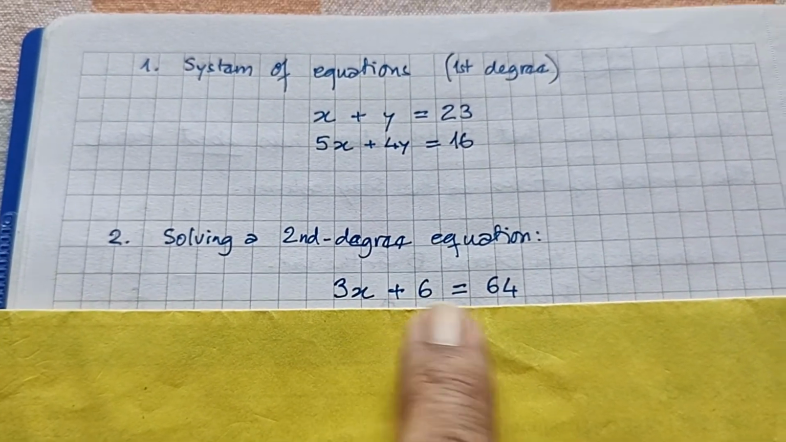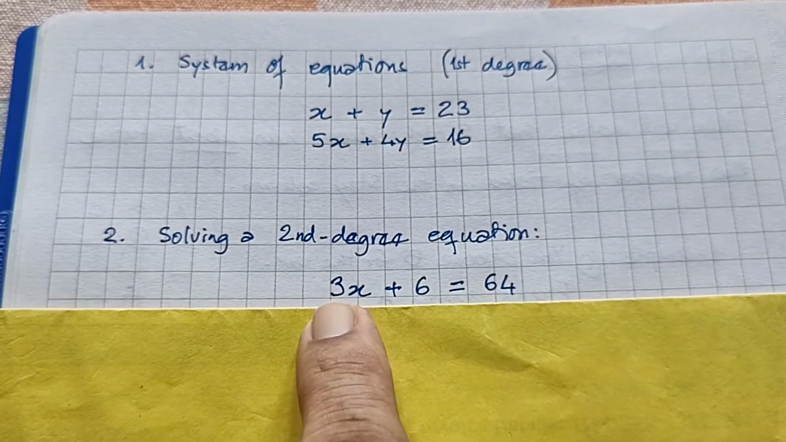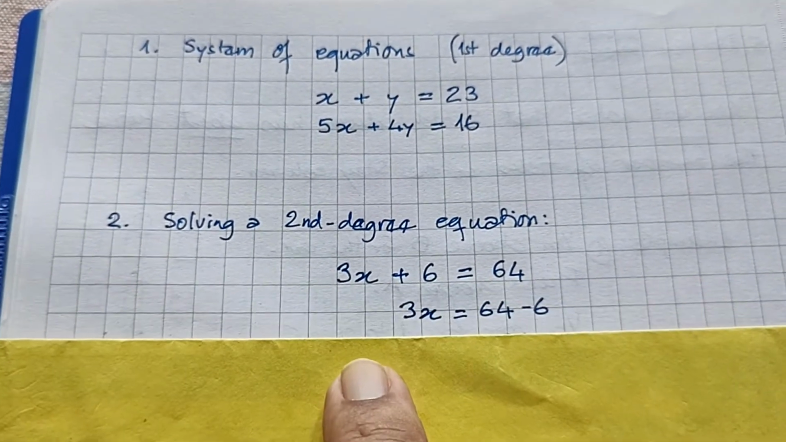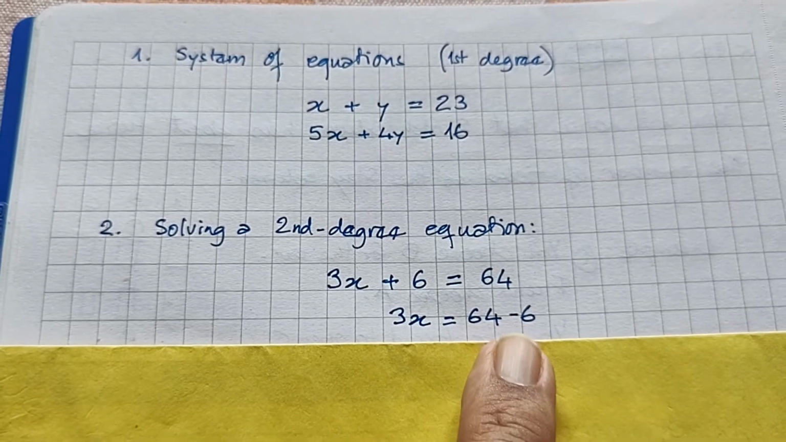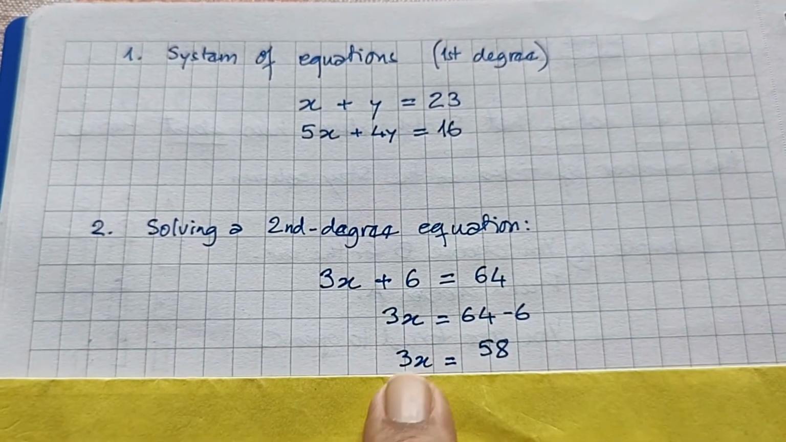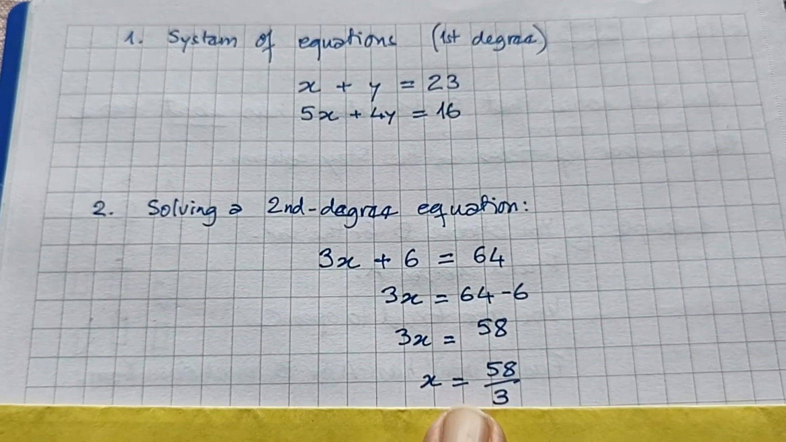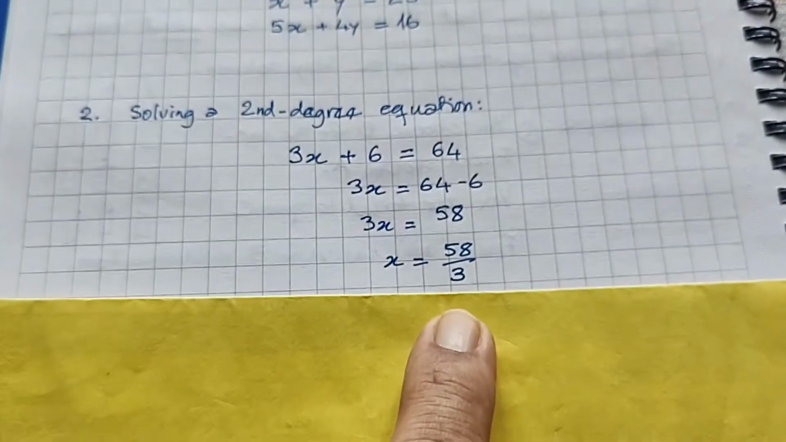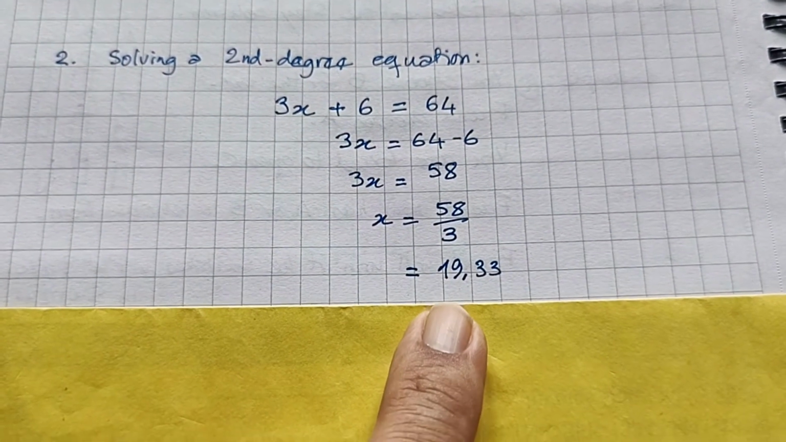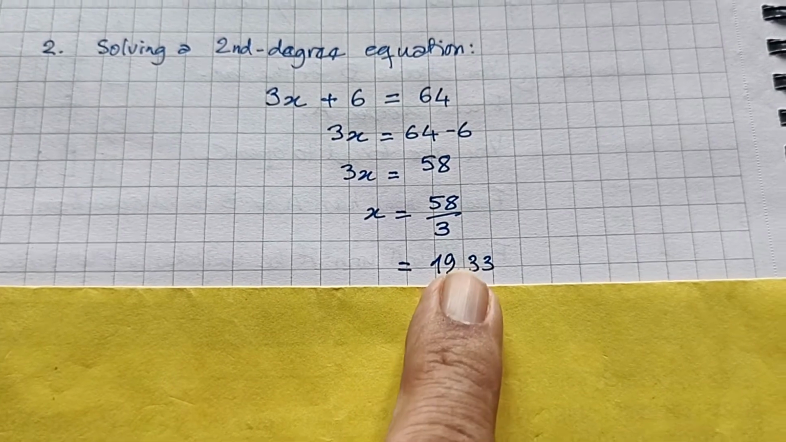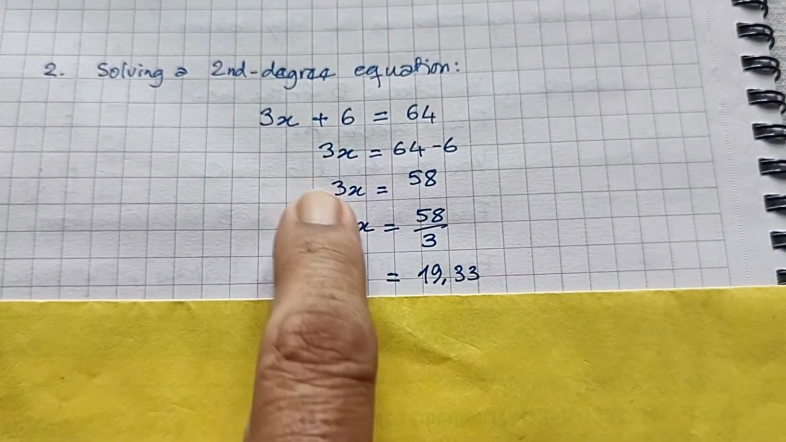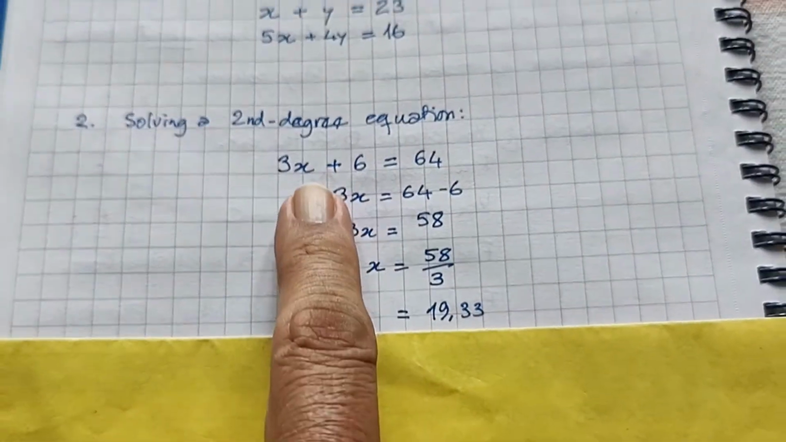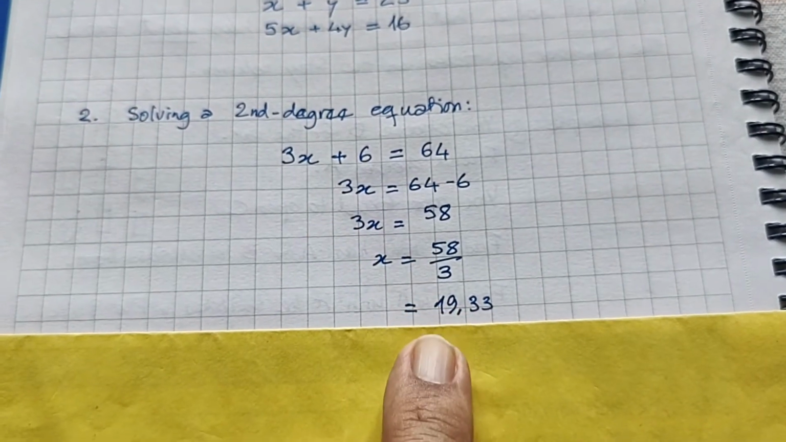If I say 3x plus 6 is equal to 64, one equation, one unknown, you can say 3x is equal to 64 minus 6, 3x is equal to 58, x is equal to 58 over 3. So x is equal to 19.33. So this is how you solve an equation of the first degree with one unknown.